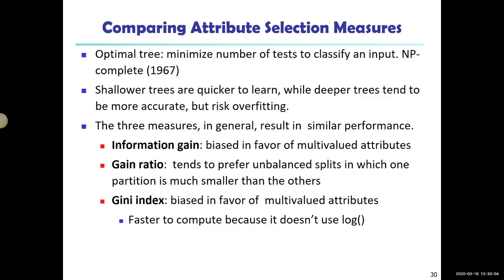Some decision trees are designed to grow shallower trees. They're quicker to learn, but deeper trees tend to be more accurate. However, it risks overfitting. So there are all kinds of trade-offs. Among the three measures that we studied, they all give very similar performance in general. It could perform differently on one specific data set, but in general, we don't see one to be superior to the others. They all have different kinds of biases, which I think we mentioned earlier.